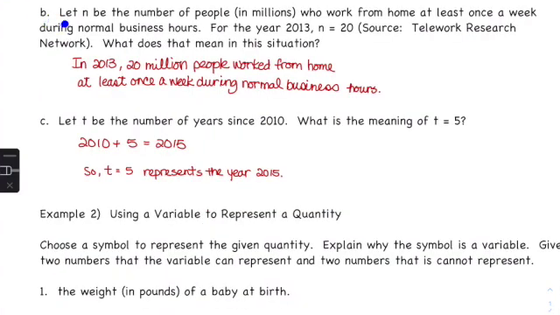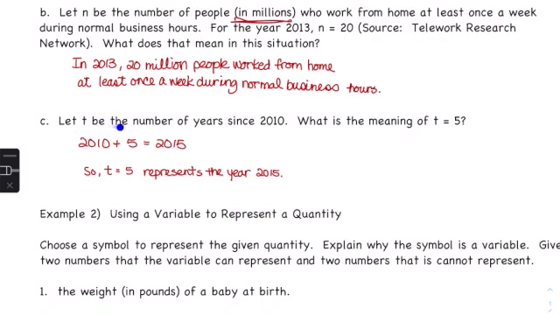So for letter B, let n be the number of people who work from home at least once a week doing normal business hours for year 2013. n equals 20. What does that mean in this situation? In 2013, 20 million people worked from home at least once a week doing the normal business hours, because n is representing millions. So don't forget that part right here. Make sure your units are attached.